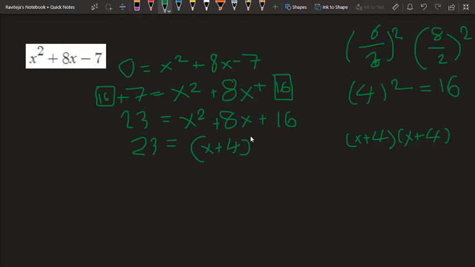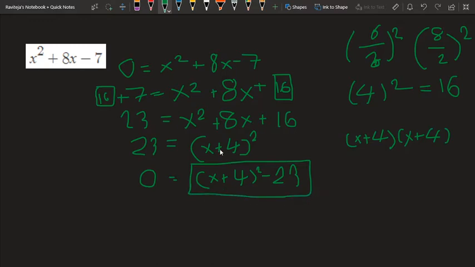And our final step is just to subtract 23 on both sides. So we get 0 equals x plus 4 squared minus 23. And that is our vertex form. This right side of the equation, x plus 4 squared minus 23, is what we get for our vertex form after converting from our standard form of x squared plus 8x minus 7.